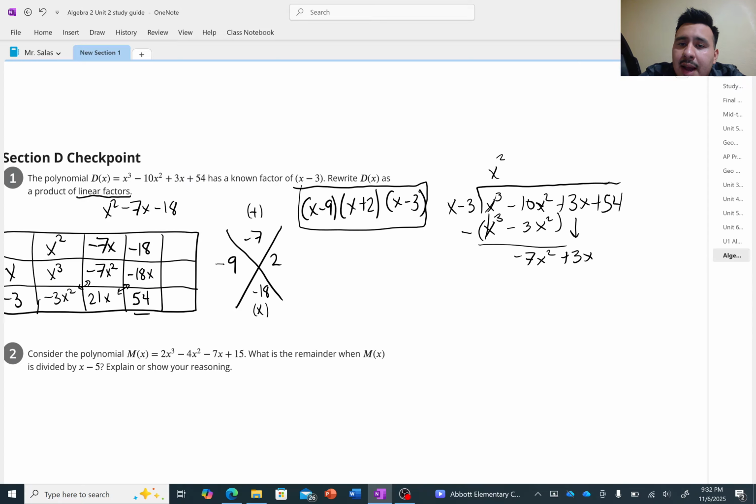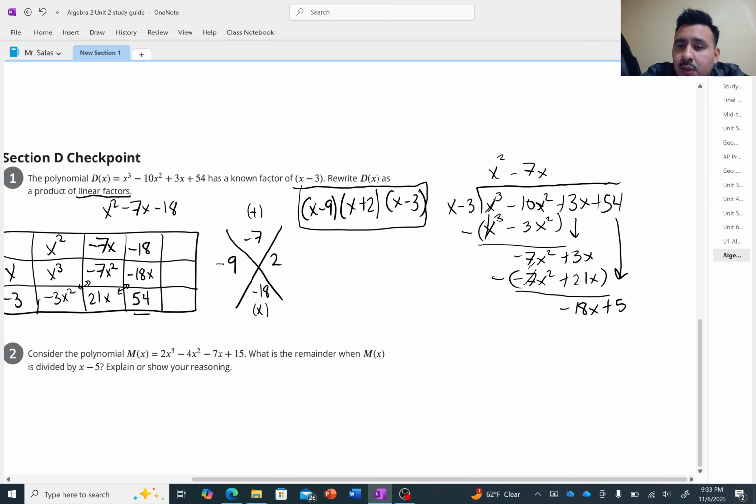I need to multiply my x by a negative 7x. So negative 7x times x is going to give me a negative 7x squared. Negative 7x times negative 3 is going to give me a positive 21x. I have to put this all in parentheses and subtract. Negative 7x squared minus negative 7x squared turns into a plus, so these get canceled out. 3x minus 21x is going to be negative 18x. I bring down my plus 54.